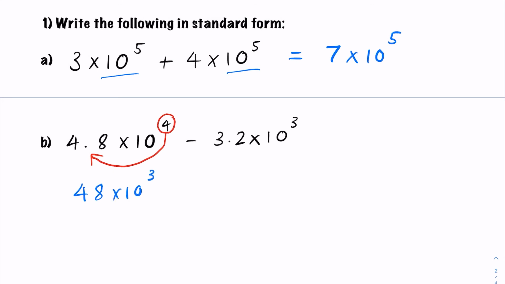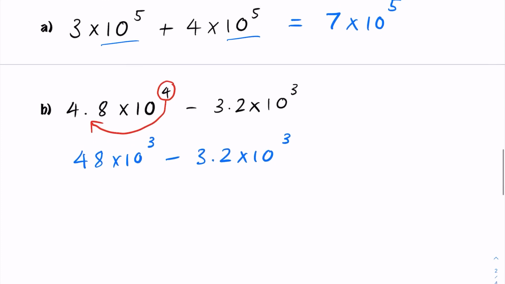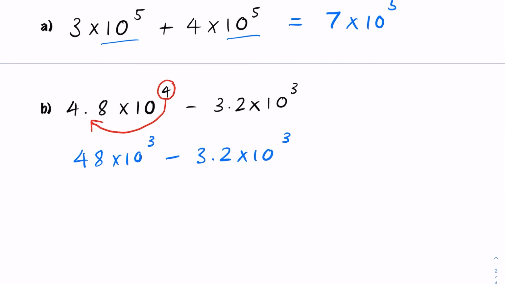So although that isn't in standard form as of yet, this is going to allow us to bring them together because we need to make it power of 3, so it's going to match up with the number on the right, which is also a power of 3. So you get 48 times 10 to the power of 3, take away 3.2 times 10 to the power of 3. And now the powers match up, we can take away the numbers at the front just as we did before. So 48 take away 3.2 is just going to be 44.8.